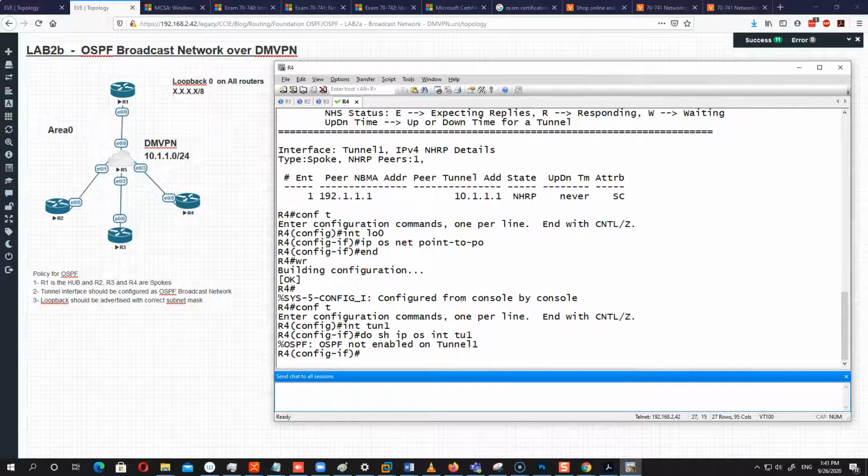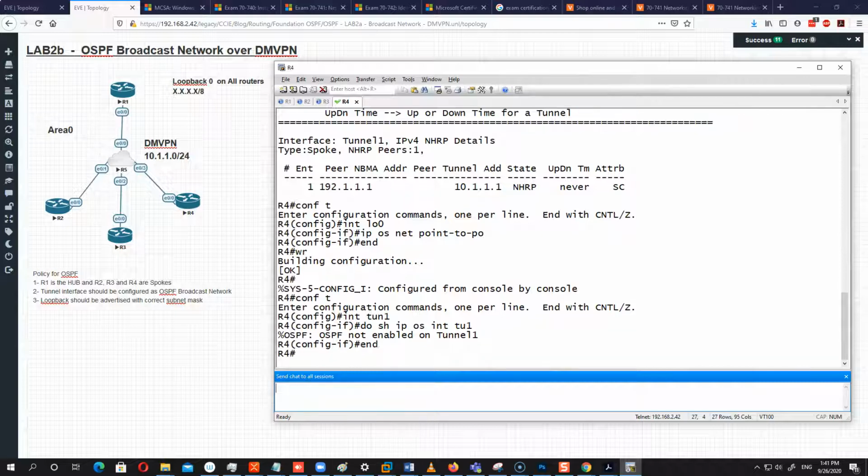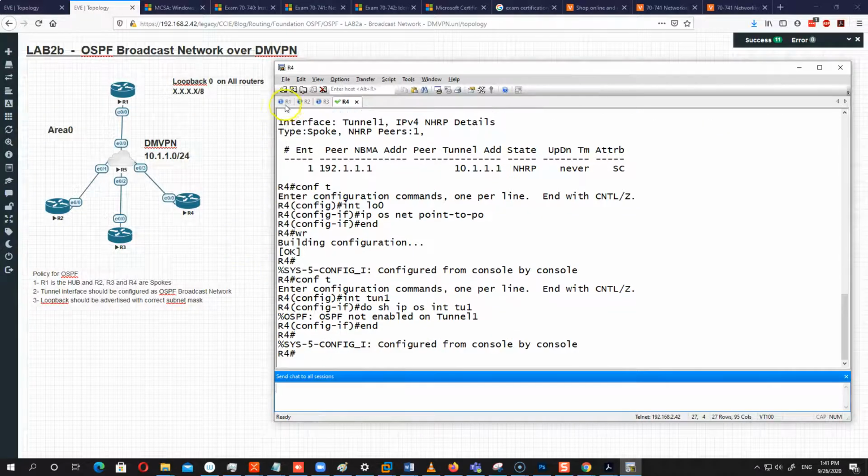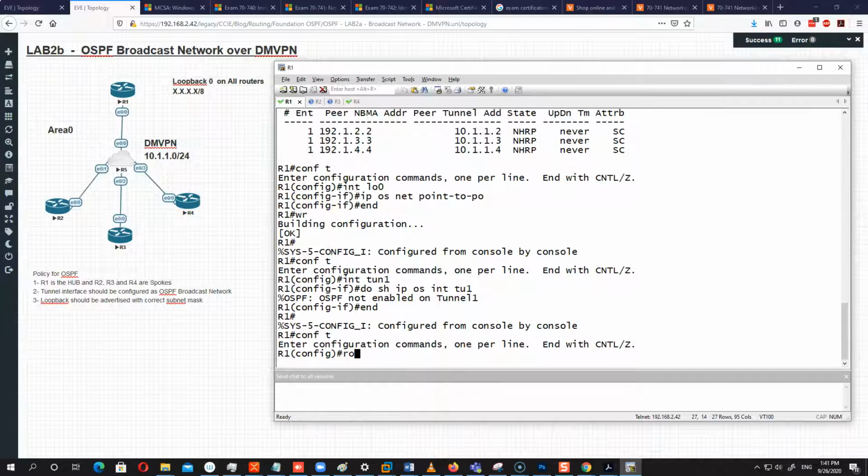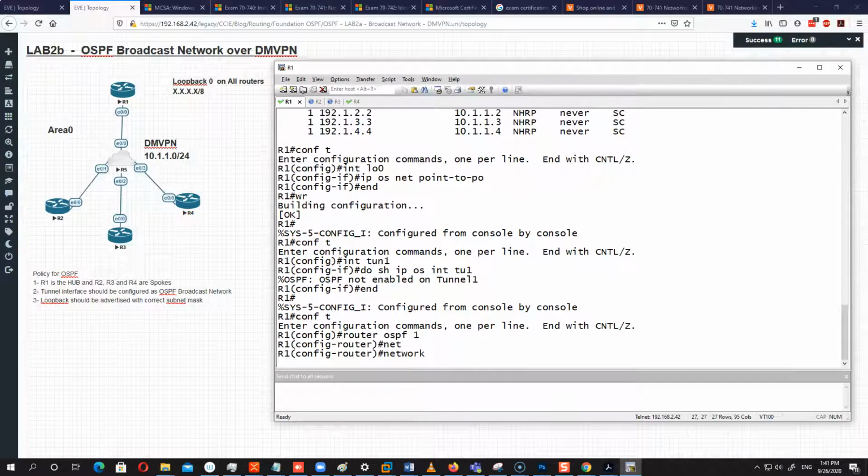Right now there's no OSPF. So let's run OSPF first before we do that. Okay, so let's start OSPF. Let's go to router 1, config T, router OSPF 1, network ID, router ID.